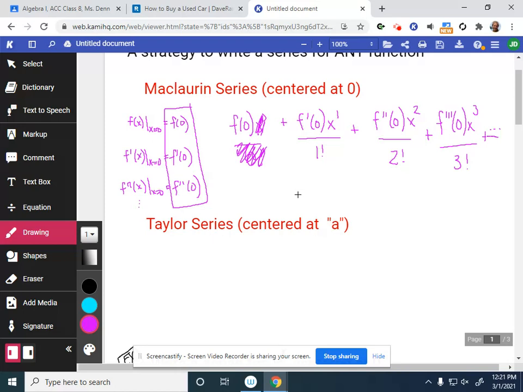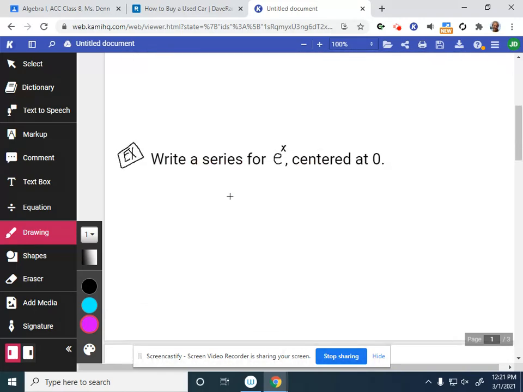So to write a series for e to the x, let's say I want the first 4 terms of the series. The first thing I need to do is find f of 0 and the first 4 derivatives. So f of x is e to the x. Evaluated at x equals 0, I get 1. The first derivative of f is still e to the x. The derivative of e to the x is e to the x. That evaluated at 0 is still 1.